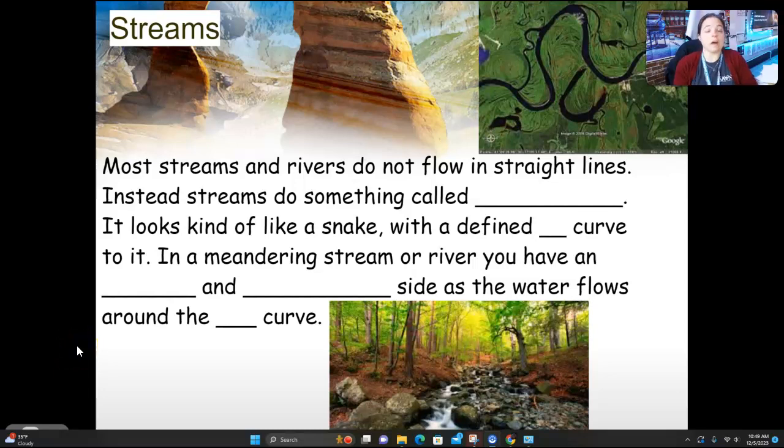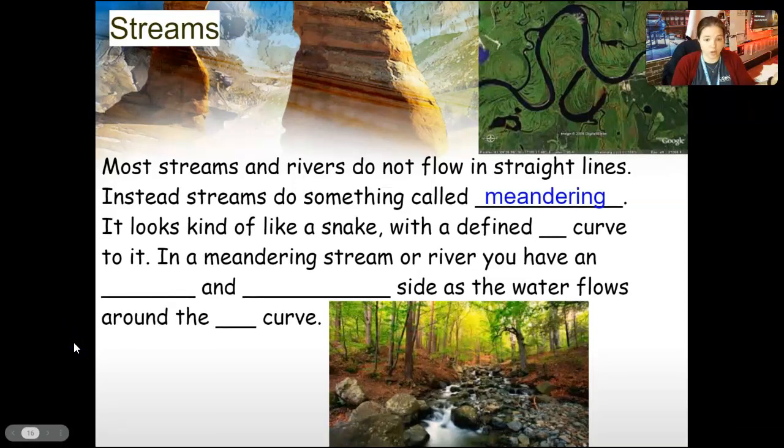Okay, so now we are on to streams. We looked at the water cycle, we looked at weathering, we looked at erosion, now we're looking at streams. So most streams and rivers do not flow in a straight line. If you've ever looked at a stream or a river, it doesn't go straight down. It usually has some kind of bends or turns, which are actually called meanders.